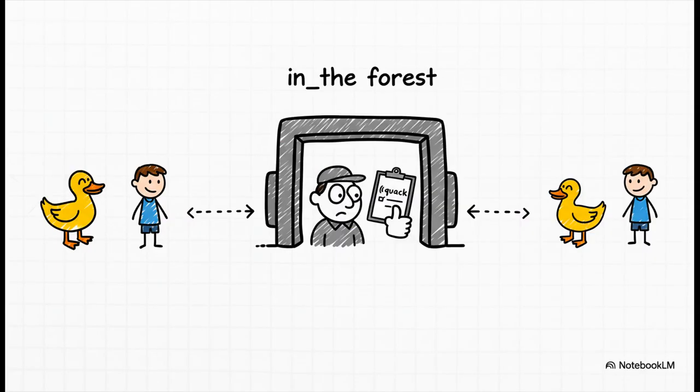And this is where it all clicks. Look at that in the forest function. It doesn't ask, are you a duck? It only asks one question. Can you .quack()? And since both our Duck and our Person object can do that, the function is perfectly happy to work with either of them. It cares about behavior, not labels. And that philosophy is what makes so much Python code so flexible.